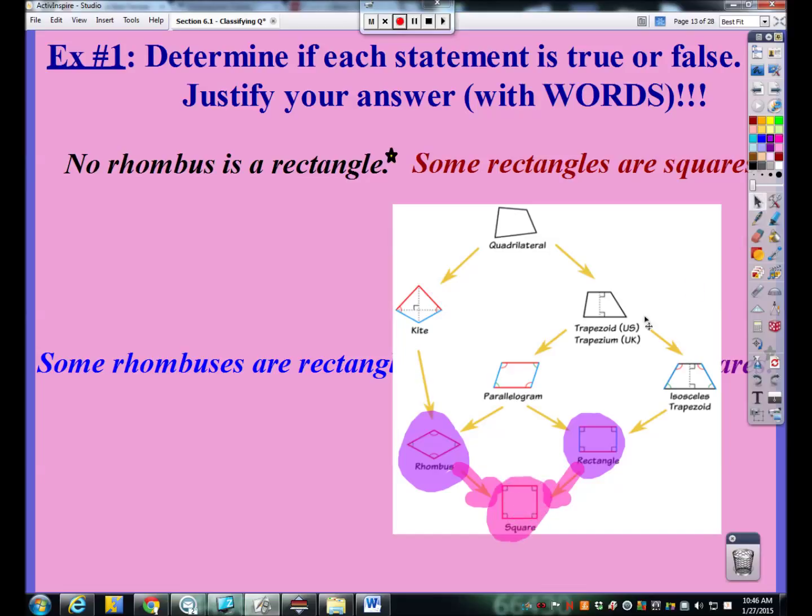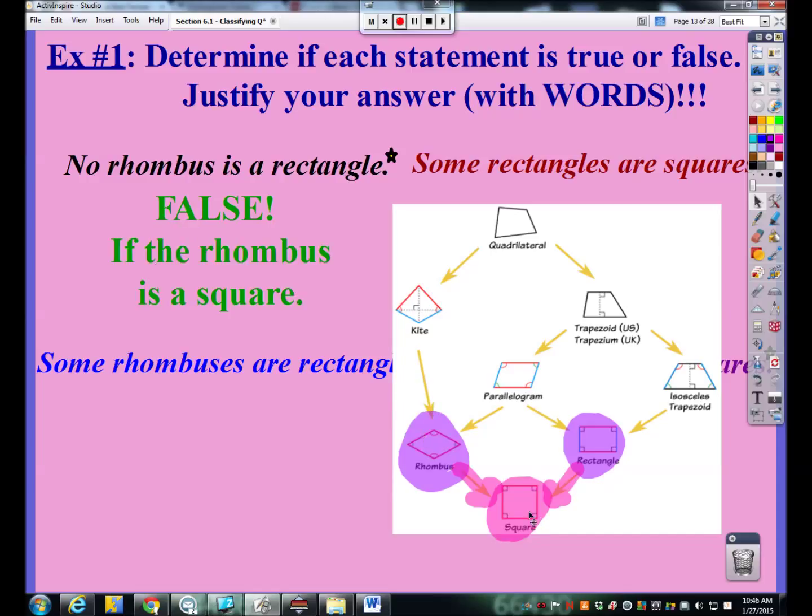So, no rhombus is a rectangle? That's not necessarily true. That's false. What could we say to prove that this really is a false statement? Well, if our rhombus is a square, a square is a rectangle. So kind of using the transitive property there, we can say that a rhombus could be a rectangle.